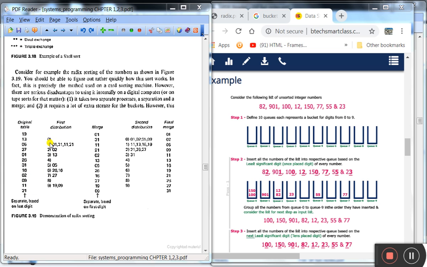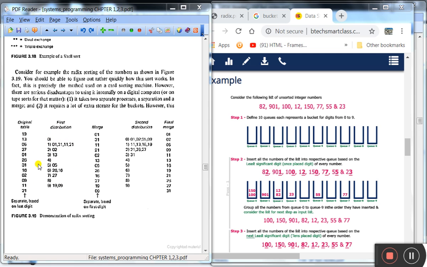Now for the next bucket, bucket number 1, we have to look for 1 in the least significant digit. We have got 01, so 01 is inserted. After this, 31 is inserted. After that 11 is inserted. After that 21 is inserted. Now for bucket number 2, we have to look for the number 2 in the least significant digit. Where is number 2? Here 2 is there, 02 is inserted. In this way, all the elements are distributed in the buckets.